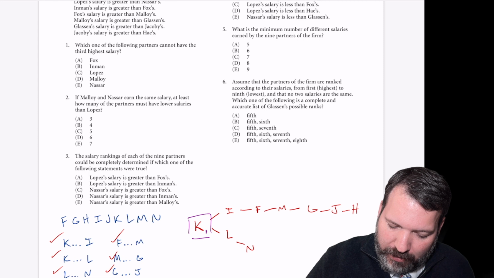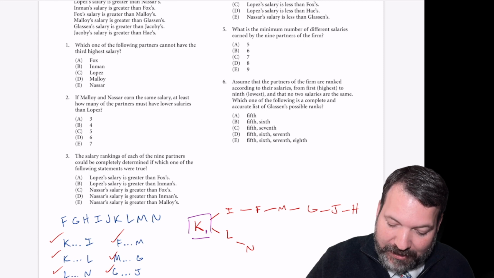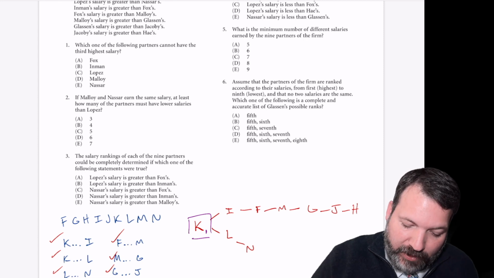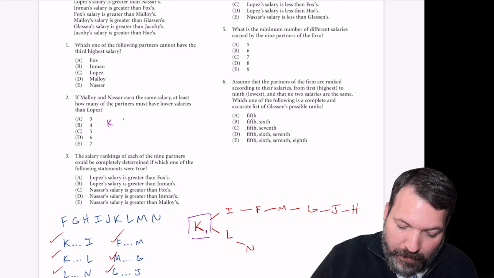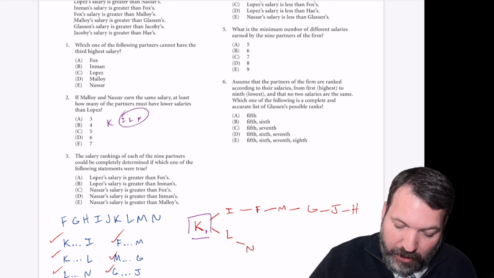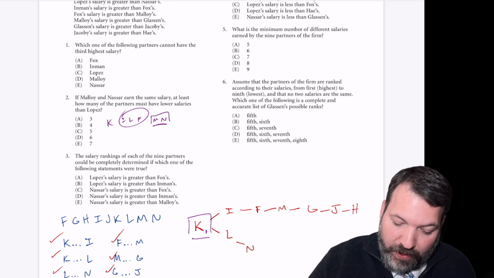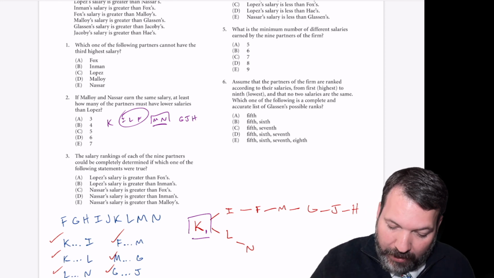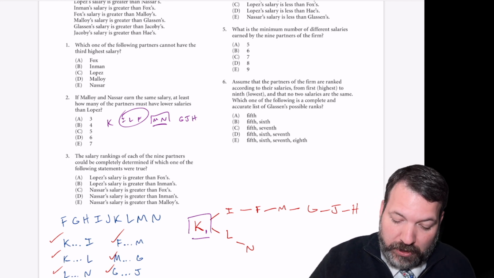If M and N earn exactly the same salary, it's going to have to be something like K, some combination of I, L, and F in between them, M and N at the same salary, and then, again, G, J, and H in that order for sure in those last 3 spaces.